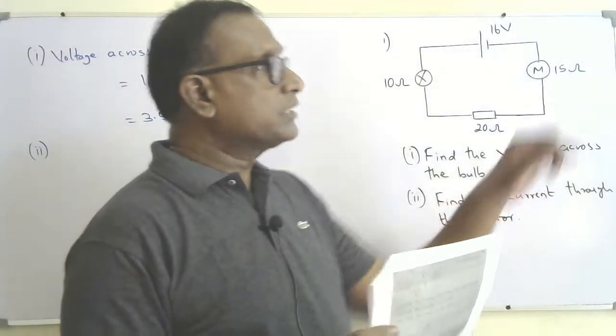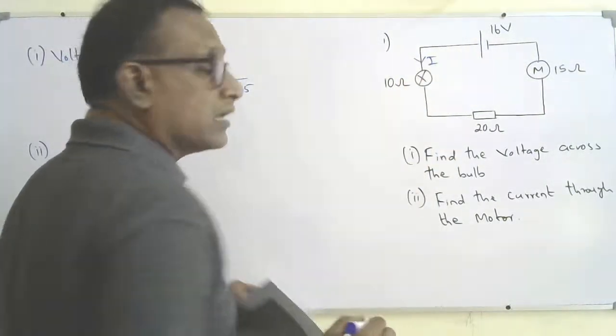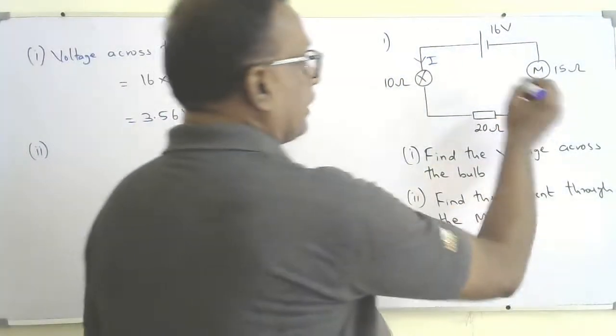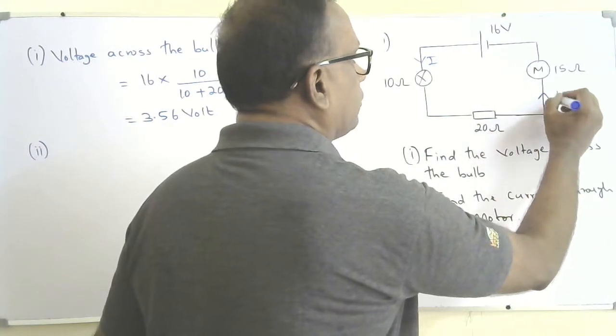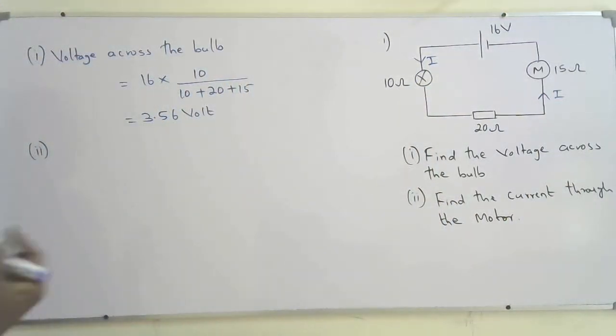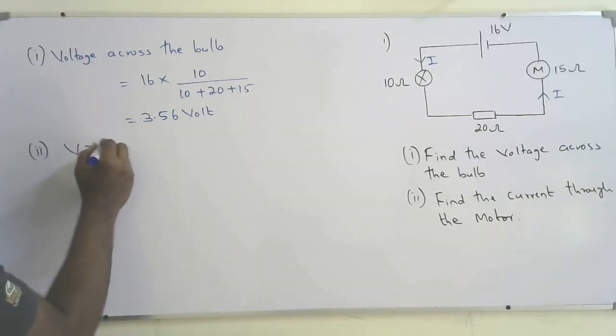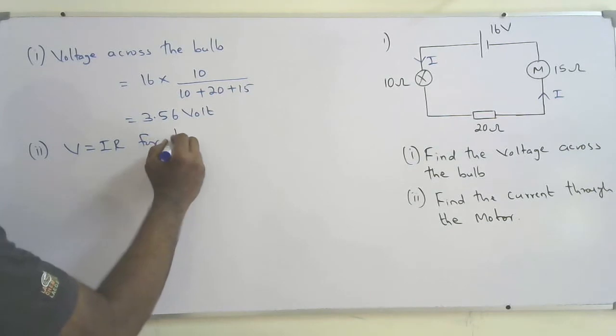So current through the motor should be same as current through the bulb. So I don't need to find the voltage across the motor now. I know the same current will flow and I know the voltage across the bulb. So I'll find the current through the bulb. So I can use V equal IR for the bulb.